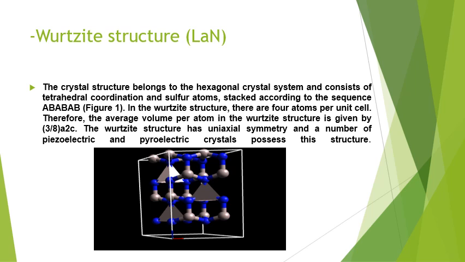So the wurtzite structure belongs to a hexagonal crystal system. Also, there are 4 atoms per unit cell. Also, the wurtzite structures are non-centrosymmetric, which means they have a band gap semiconductor with a high piezoelectric effect.